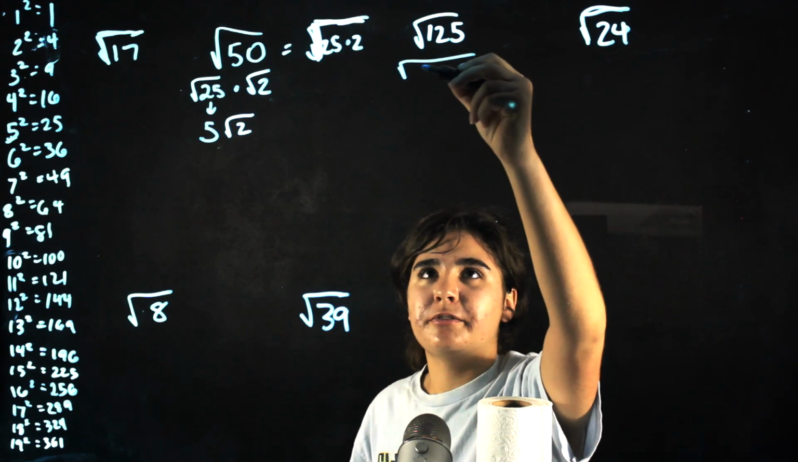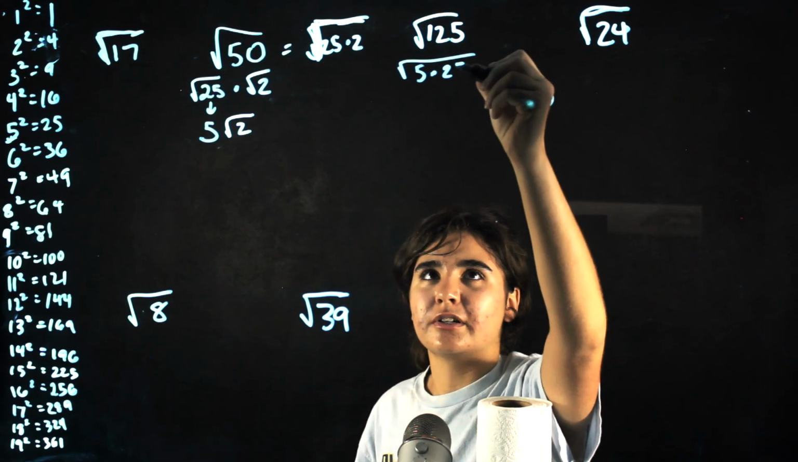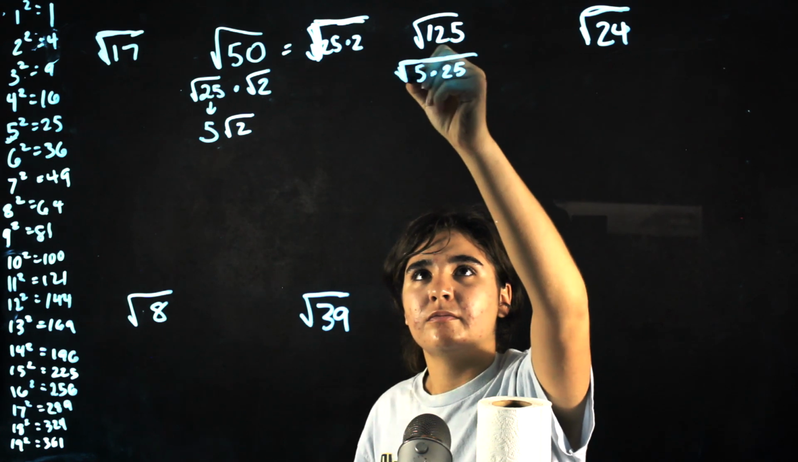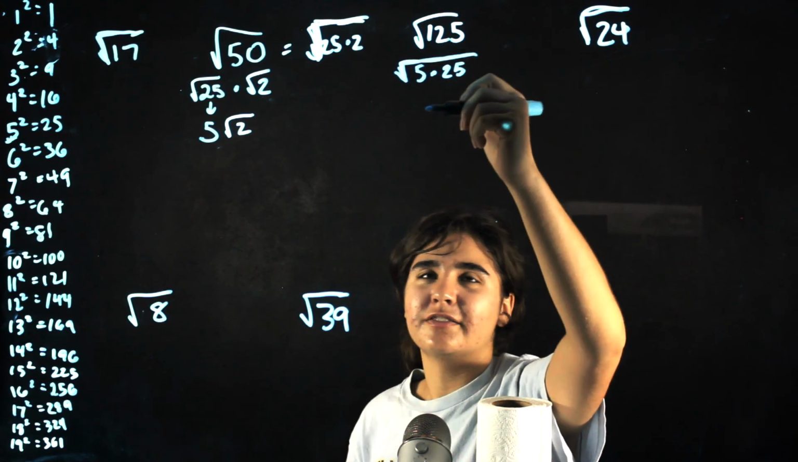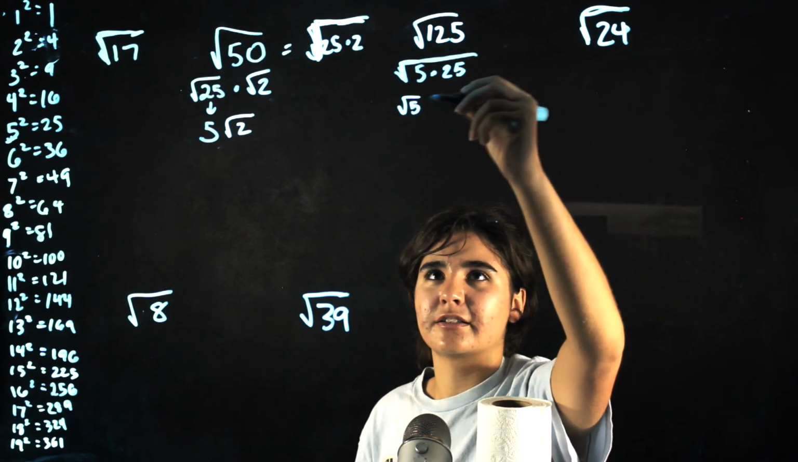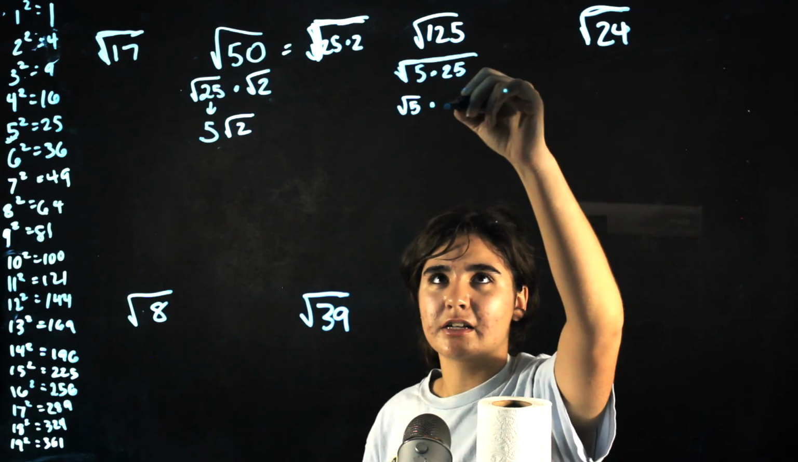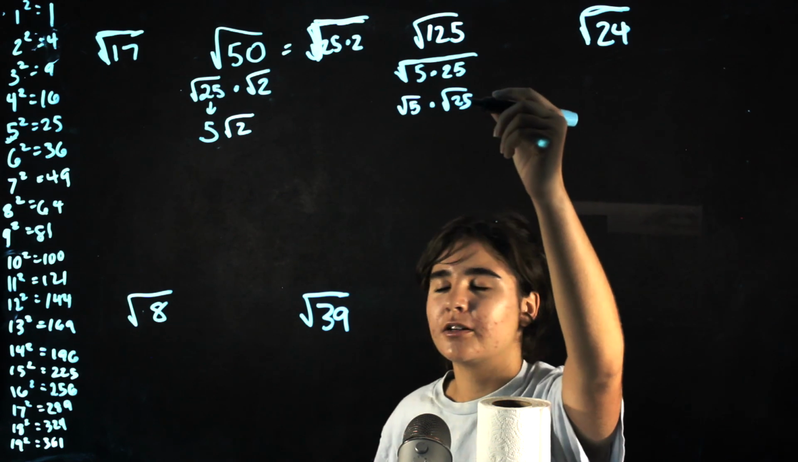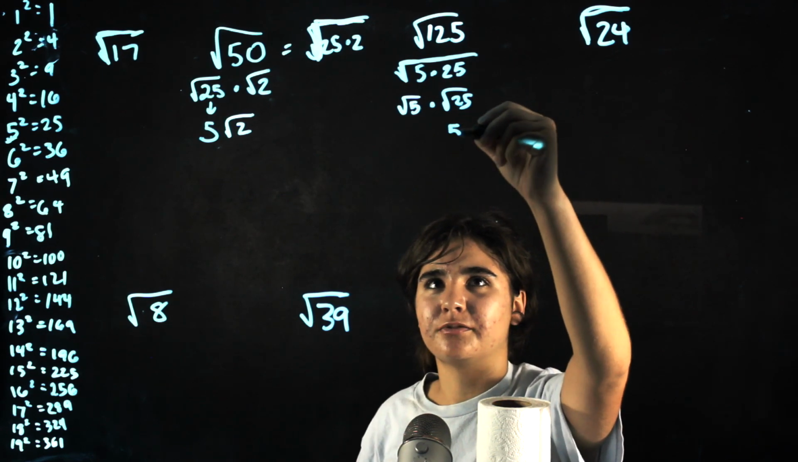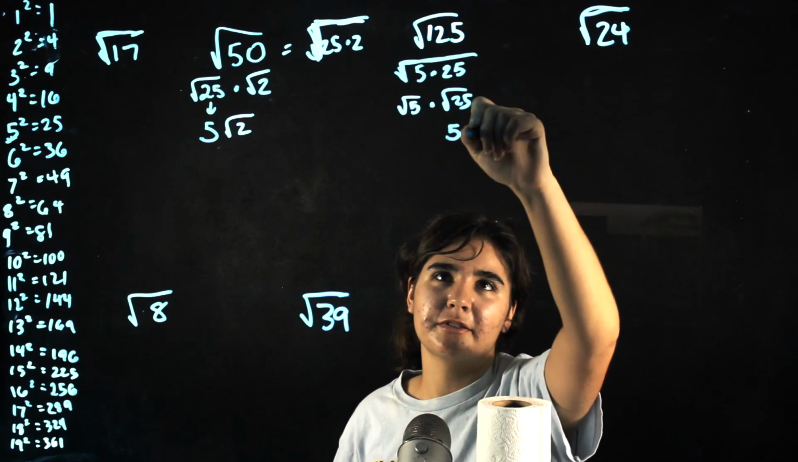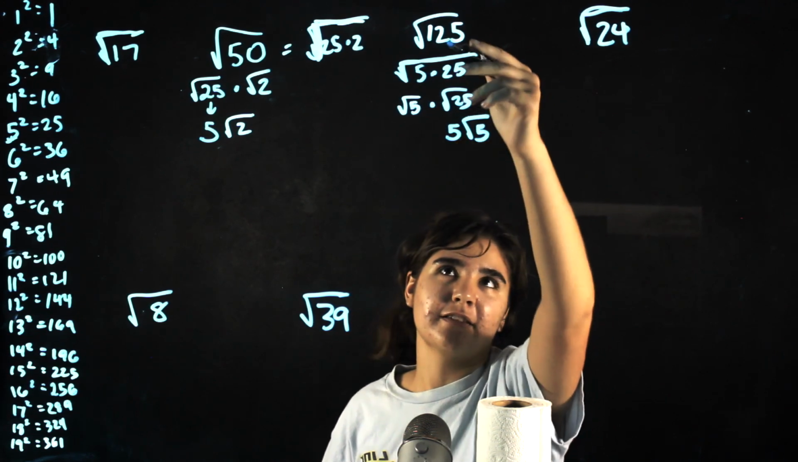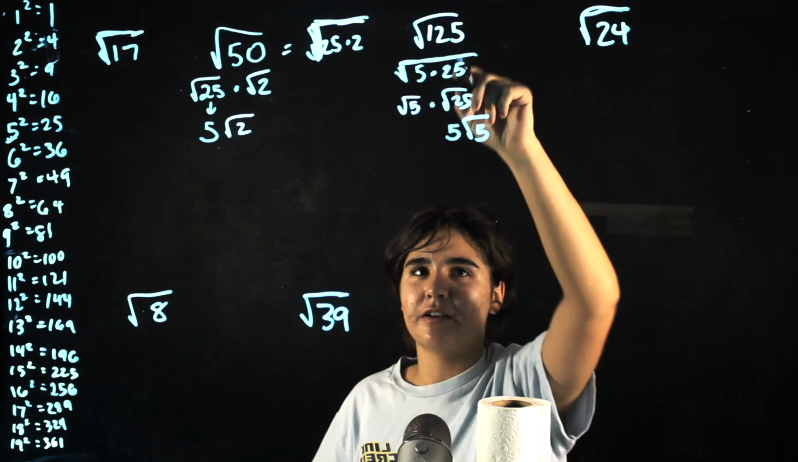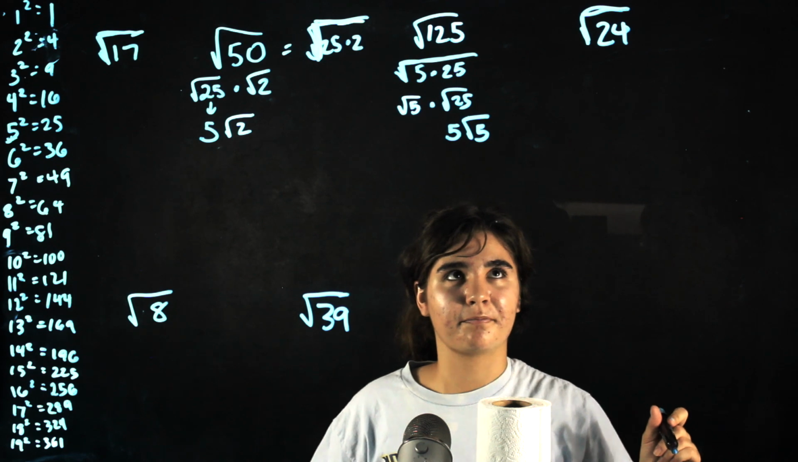So this can be rewritten as 5 times 25. And then, if this makes it any easier, it can be rewritten as rad 5 times rad 25, and then they're kind of separate. Because now you can see that, oh, rad 25 is actually equal to 5, and then you just keep this other one. And that's all it is. This rad 125 simplifies to 5 rad 5.